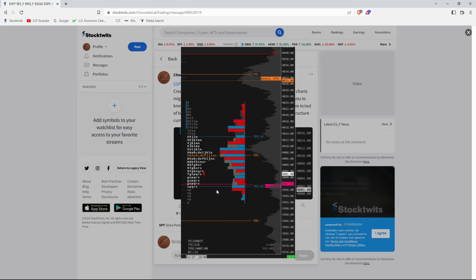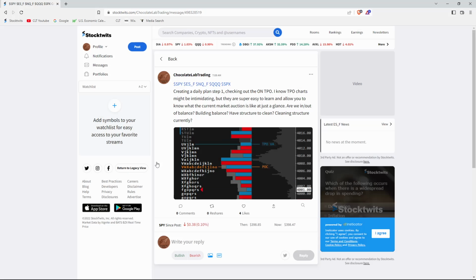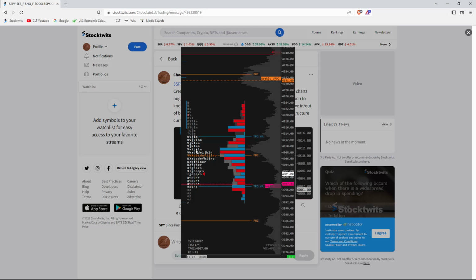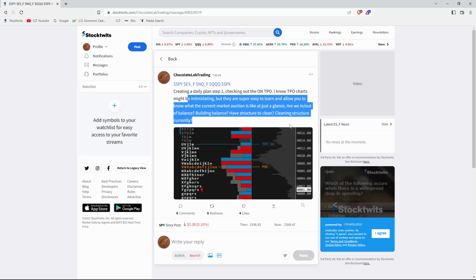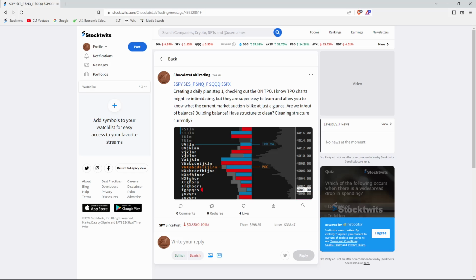As always, I start with my TPO charts. I understand they can look intimidating or confusing because of a whole bunch of letters over here. But they're really not. They're simple to learn, and once you learn how to read them, you just look at it and you know exactly the information that you can and should derive from it, like exactly what I have here. What the current market auction is like, market participants' sentiment.